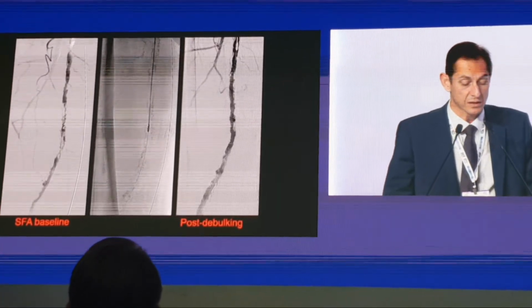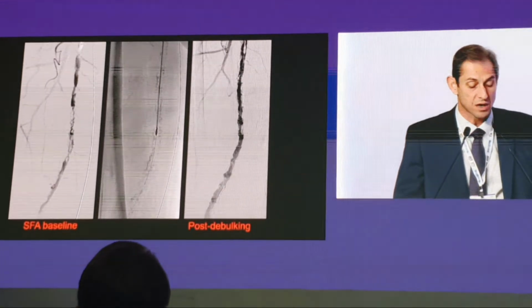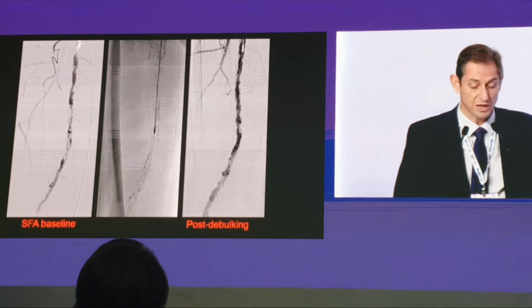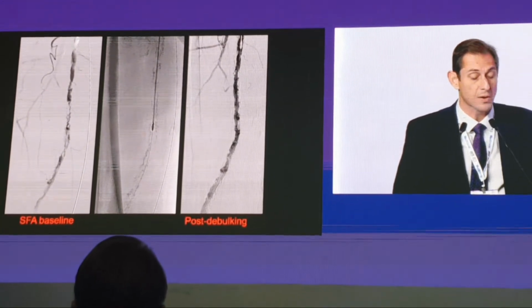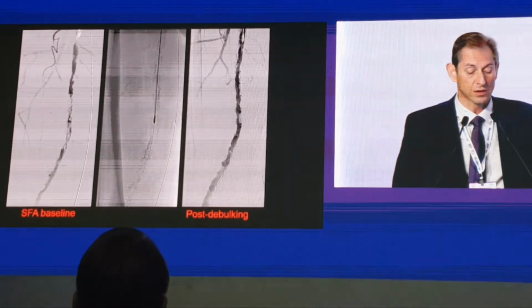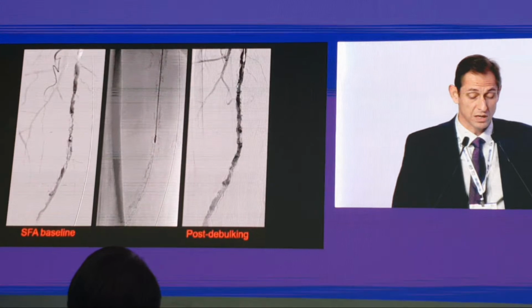Left-hand side is a baseline angiogram. In the middle you can see all those tandem coral leaf style calcifications on the bilateral sides of the vessel. On the right-hand side you can see the post-debulking effect. In that case we did put a stent in eventually, but it also illustrates how the devices work in those settings as well.